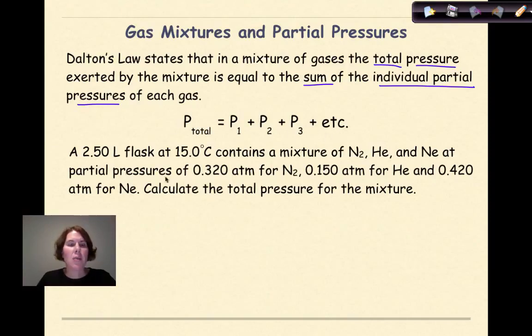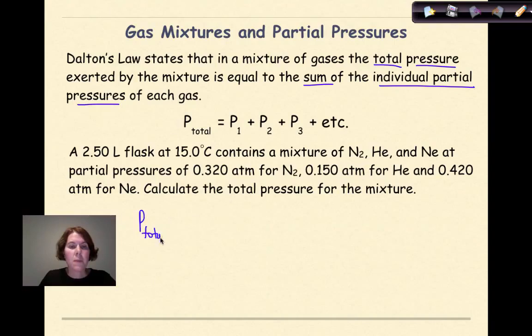So let's look at an example. A 2.5 liter flask at 15 degrees Celsius contains a mixture of nitrogen, helium, and neon at partial pressures of 0.320 atmospheres for nitrogen, 0.150 atmospheres for helium, and 0.420 atmospheres for neon. Calculate the total pressure for the mixture. So literally all we are going to do is add together the pressures.